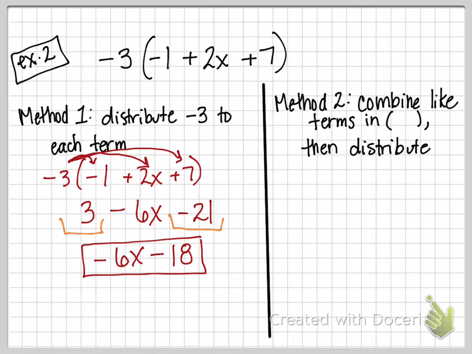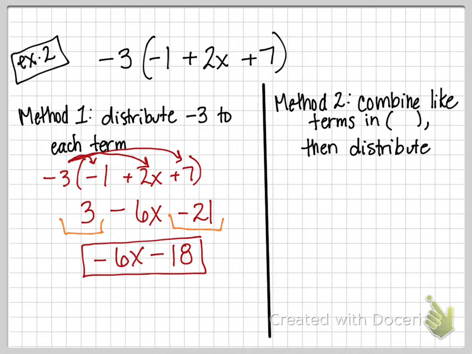Combine the like terms in the parentheses and then distribute. So this is just a different way to do it. You will get the same answer both ways. It's just two different ways to do it, depending on which step you want to do first. What are the like terms inside the parentheses that we can combine?